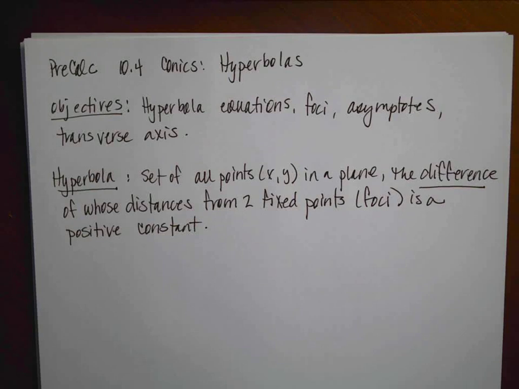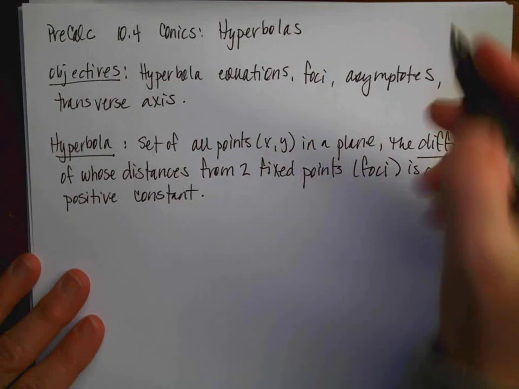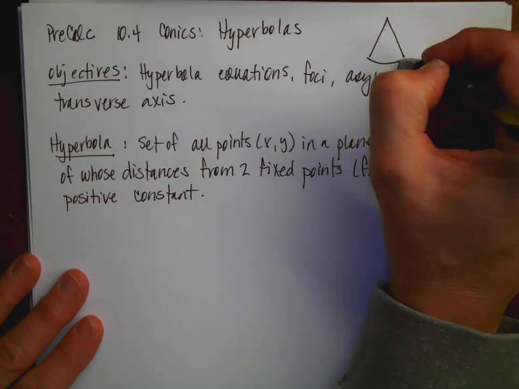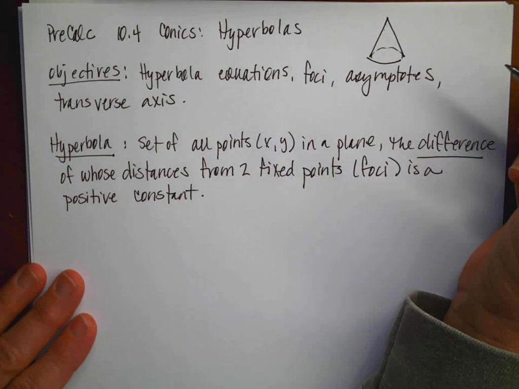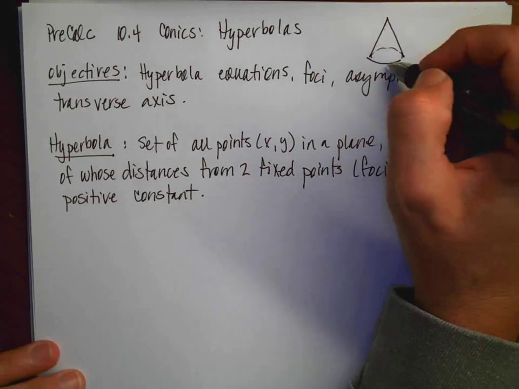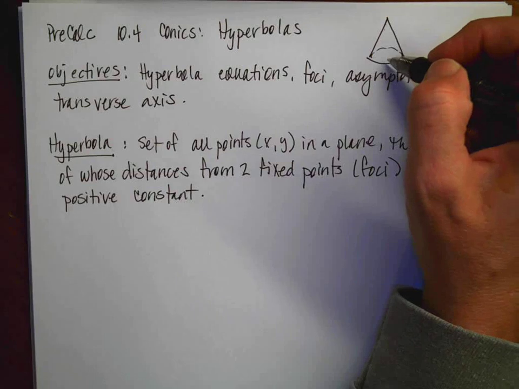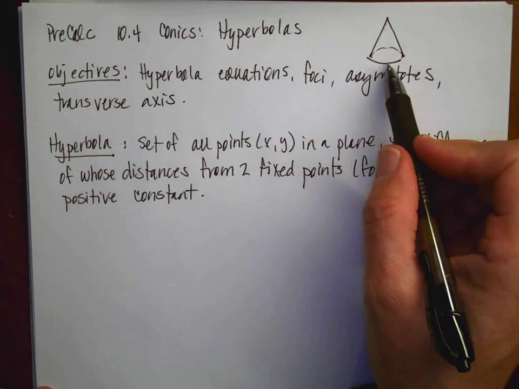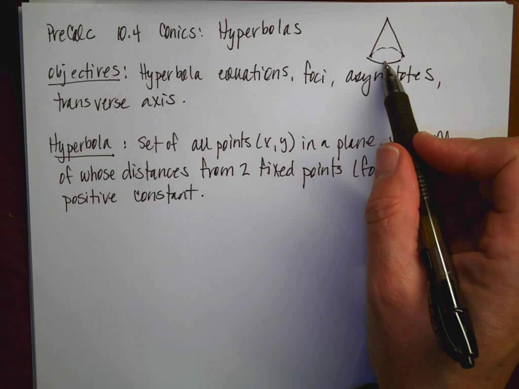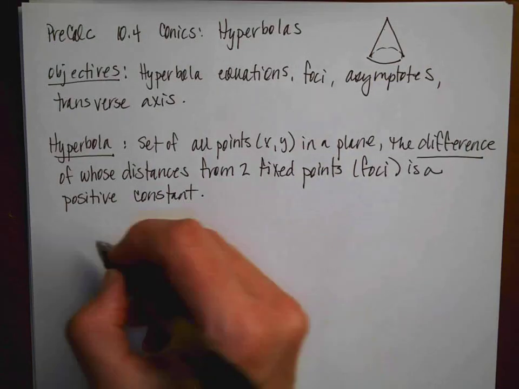So just like we've done with all of our other conics, we're going to talk about its definition. It is the set of all points in a plane, the difference of whose distances from two fixed points, called the foci, is a positive constant. Remember, all of our conic shapes come from taking a plane and running it through a cone at a specific angle, and it creates a different shape. So the hyperbola is still something that's coming from our cone, which is why it's called a conic section.